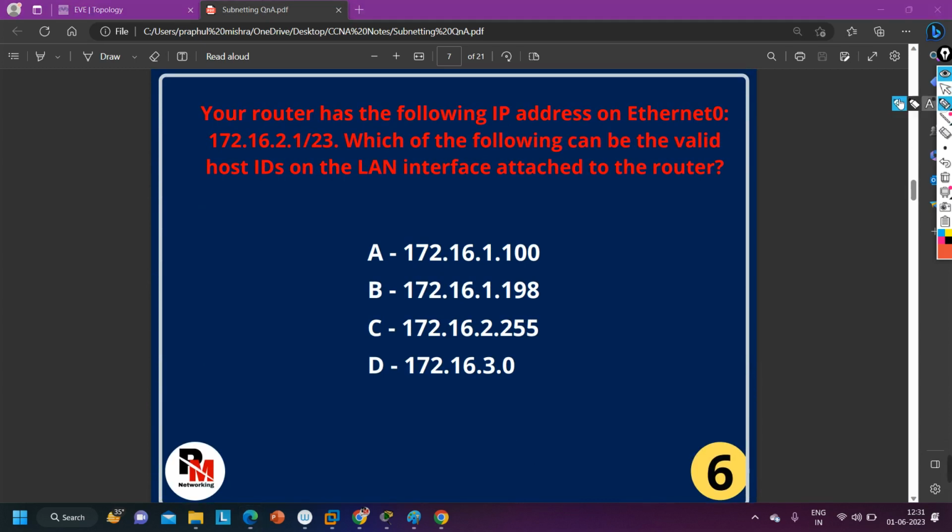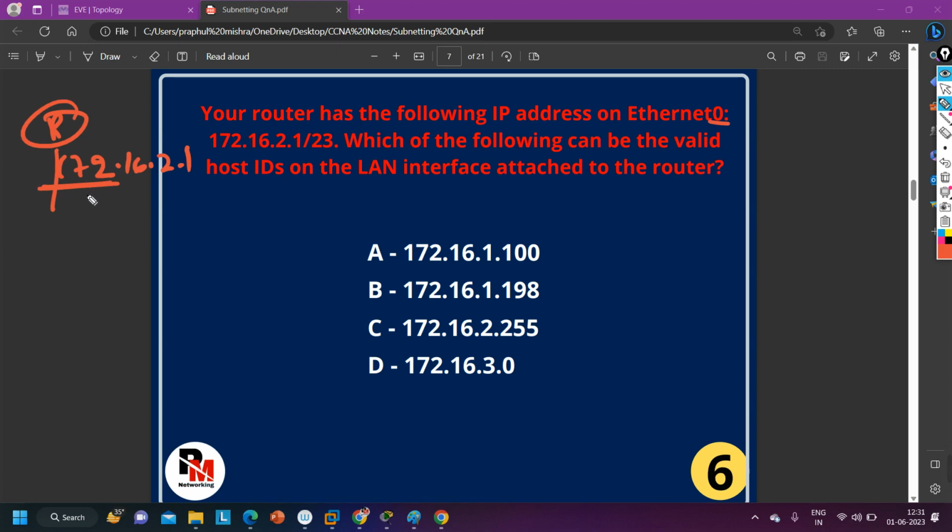Now here is one subnetting question. Your router has the following IP address on Ethernet 0. Suppose you have one router and on your router interface the IP address is 172.16.2.1. Here I have information about the class.